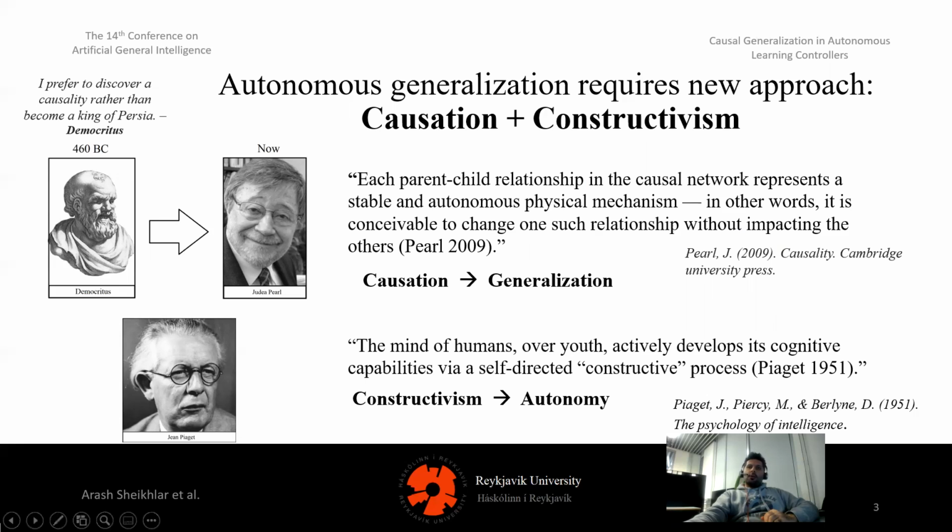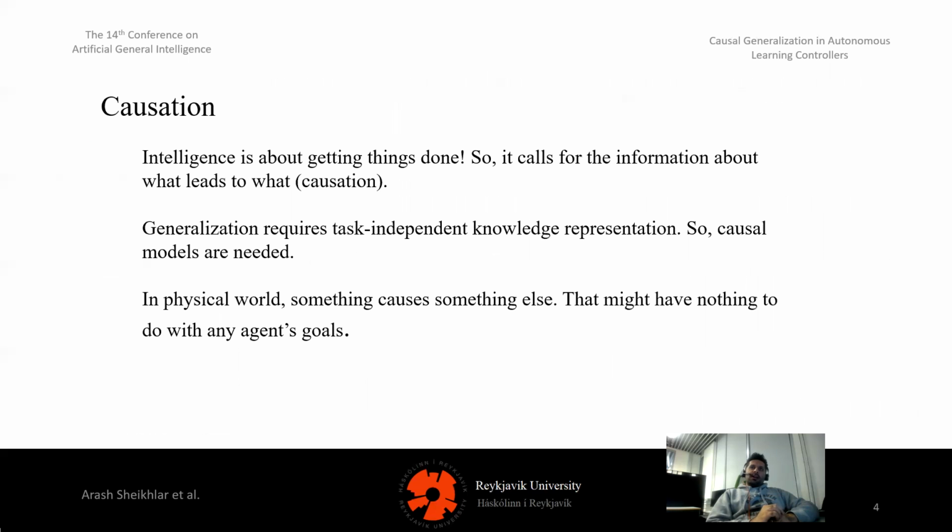But the question would be how would an agent learn those causal models of the environment? Well, he has to do causal discovery and causal learning via a constructivist approach. And constructivist theory of Piaget states that the mind of humans actively develops its cognitive capabilities via a self-directed constructive process. This approach has a particular focus on autonomy, and it's of course a psychology theory which was then brought to AI. But let's see what is causation and why we need that.